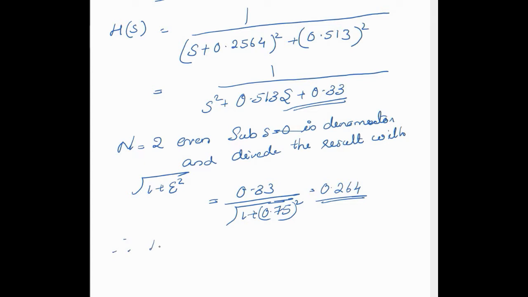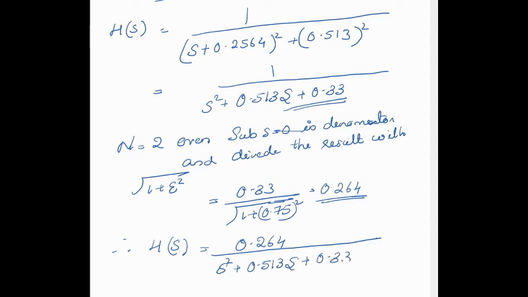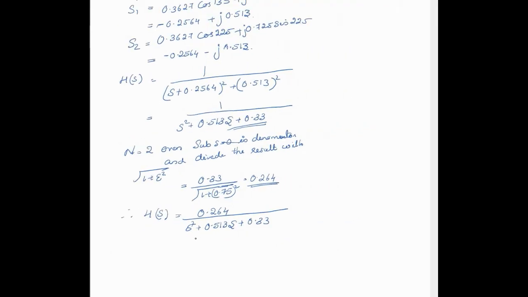Therefore H of s is equal to 0.264 divided by s square plus 0.513 s plus 0.33. Okay, now you got the complete value. Now in IIT, what we have to do, we have to find the factors of the denominator term, and then use partial fractions, and you have to find the value of A and its conjugate, then substitute in the IIT equation.